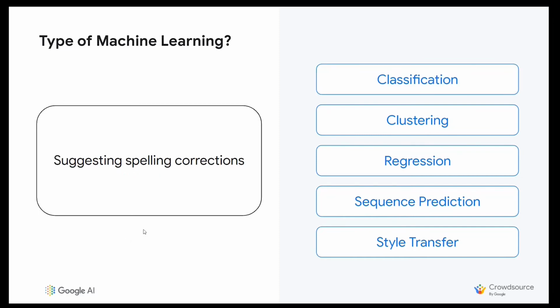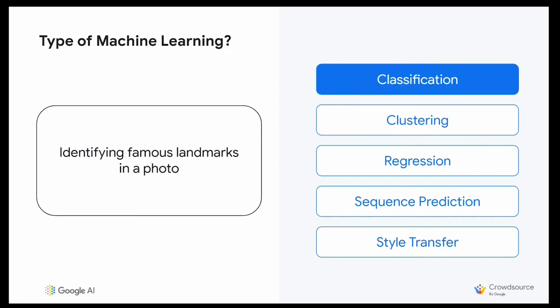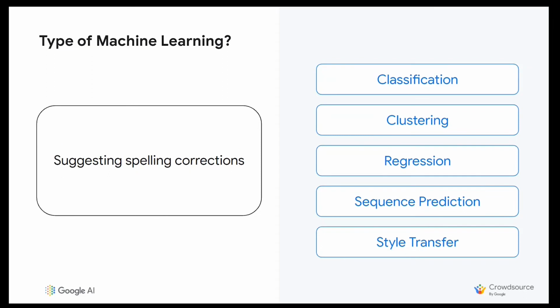So next: suggesting spelling corrections. Any guess? Oh, okay. That will be sequence prediction. Okay. Can you give the reason for it? Any reason that you think it might be? Like when we type any word, it gives a related word for that. Okay, sequence prediction. Okay.